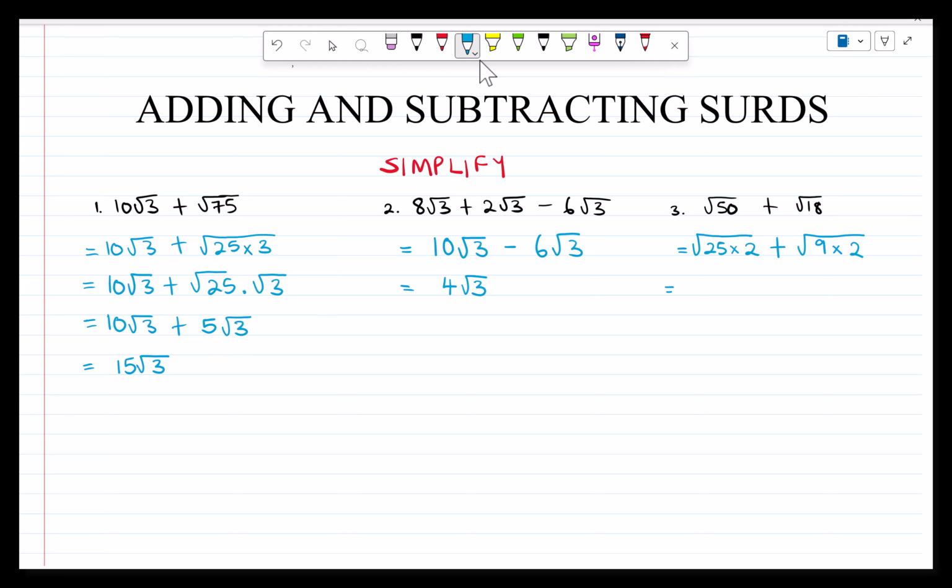We can then rewrite this as equal to the square root of 25 times the square root of 2 plus the square root of 9 times the square root of 2. And simplifying this, the square root of 25 is 5. 5 times root 2, that is 5 root 2, plus the square root of 9 is 3 times root 2, that is 3 root 2. And if we then add 5 plus 3, we get 8 root 2. This is the final answer, and that is how you deal with the addition and the subtraction of surds.